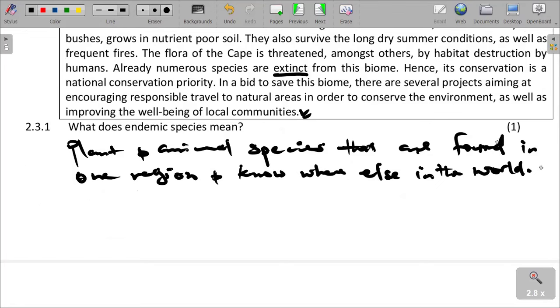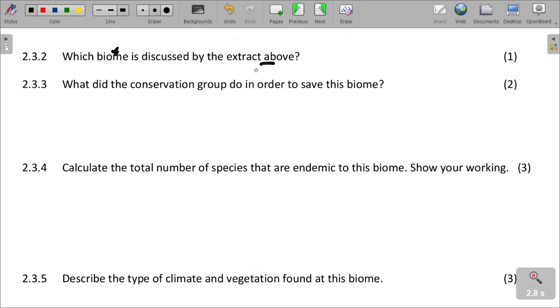And then the question is saying, which biome is discussed by the extract? If you read through this extract, also refer to the channel. There are nice videos presented on types of biomes and their characteristics. So if we read through, we can identify that the description explains the fynbos biome.